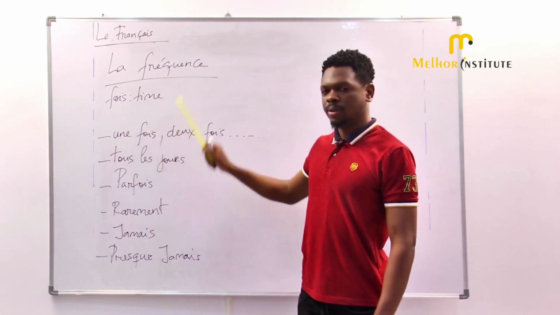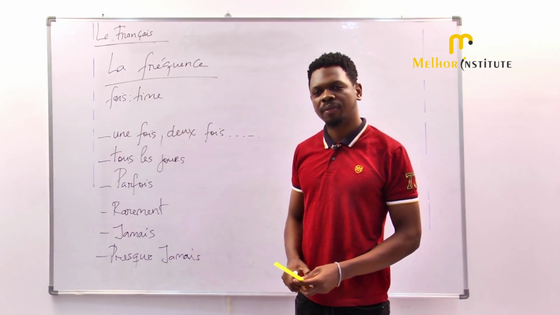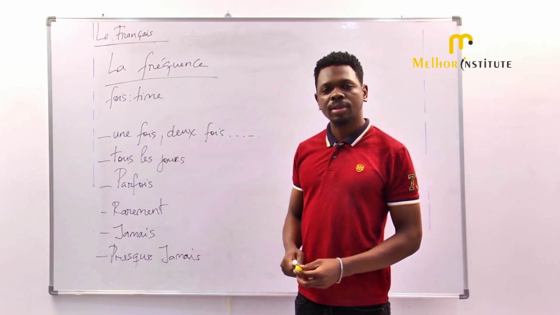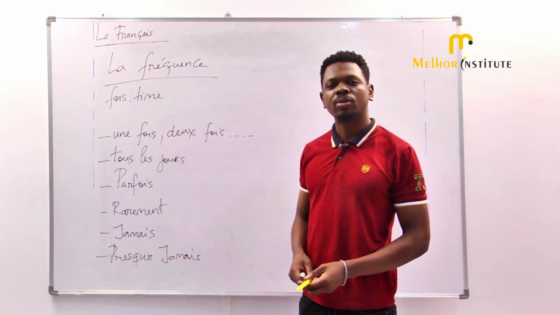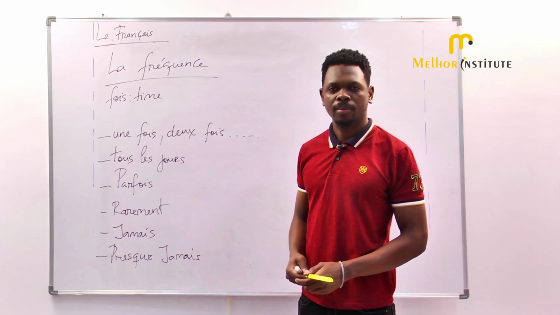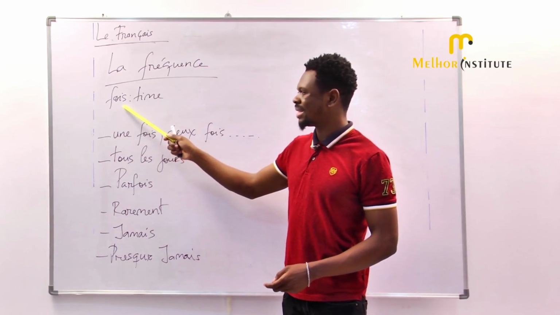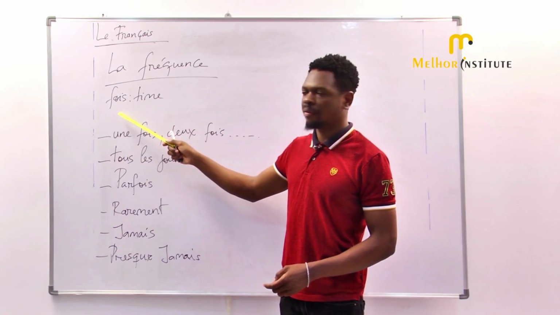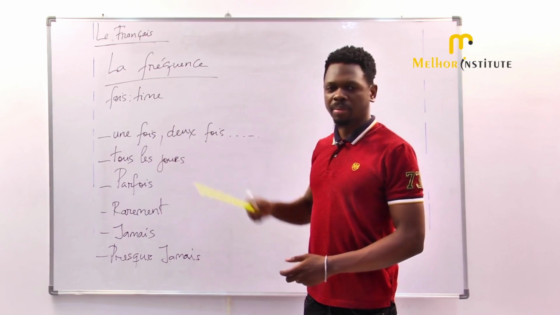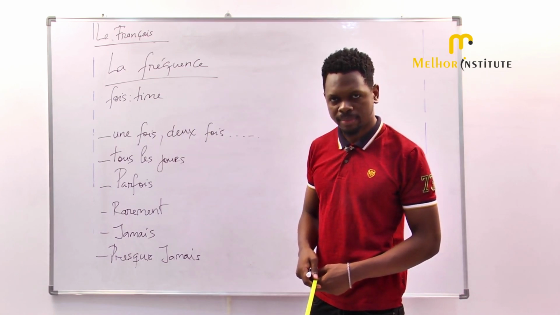La fréquence. What is la fréquence? La fréquence is what you call the frequency. Now, here la fréquence in the language is going to help us to tell about how many times we do something. We have fois, F-O-I-S. Fois, F-O-I-S. Now, fois means time, but fois it's only used to tell about frequency.